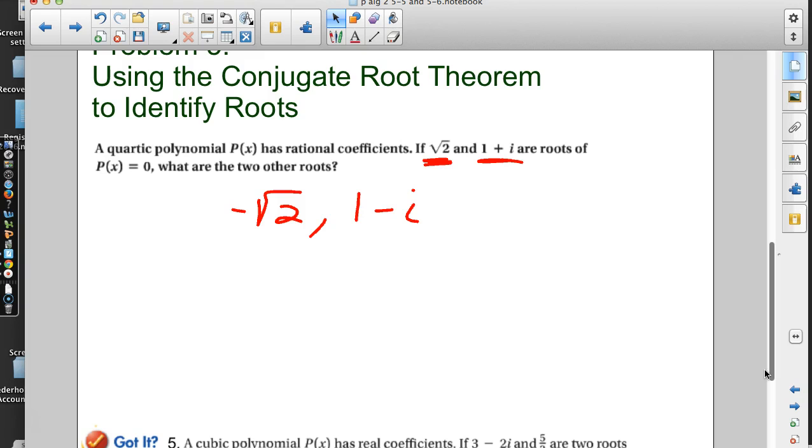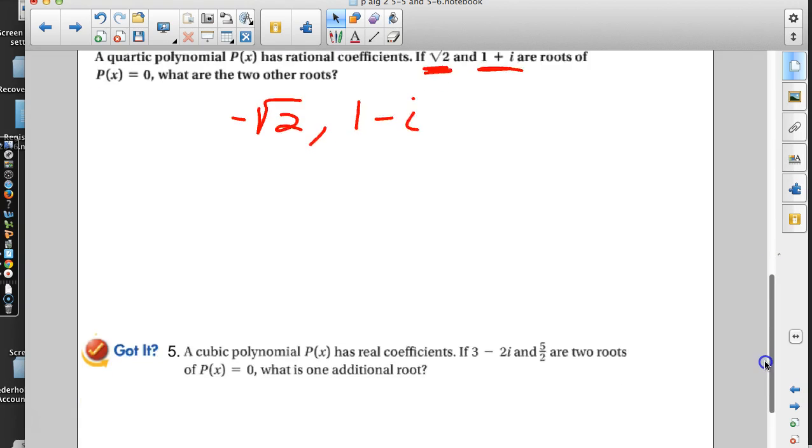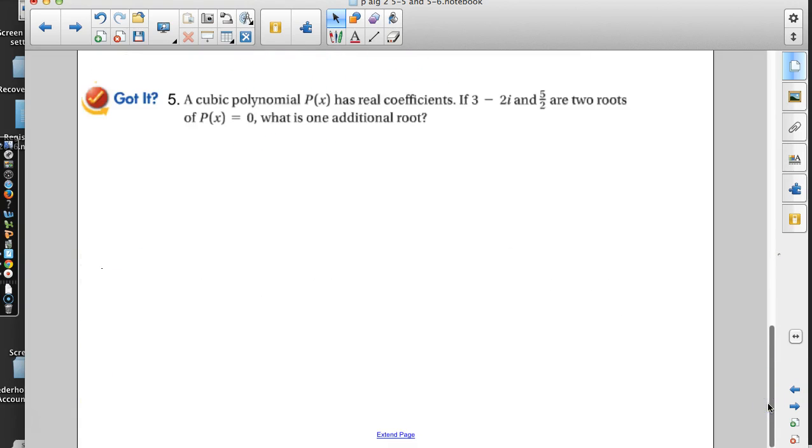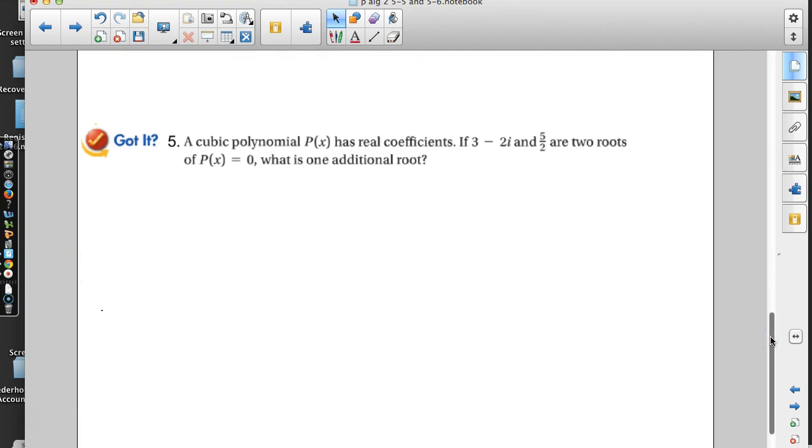All right, this one says we've got a cubic. How many zeros does a cubic have, everybody? 3. Cubics have 3 zeros. A cubic polynomial has real coefficients, and 3 minus 2i and 5 halves are 2 of its zeros, 2 of its answers. We need one more. What's the other one?